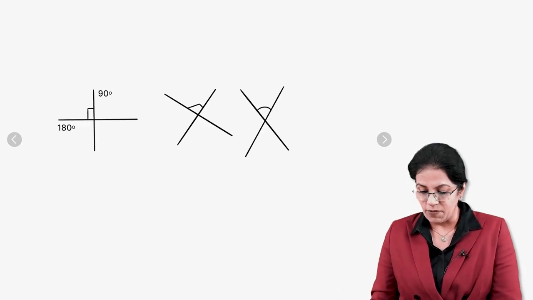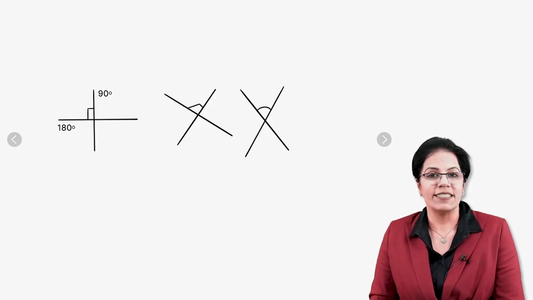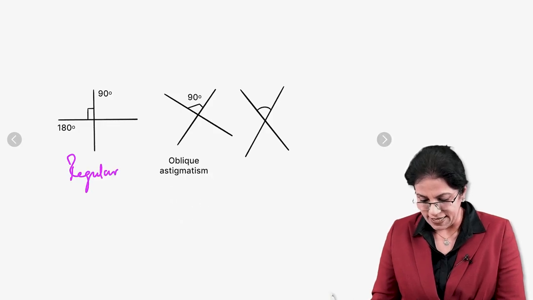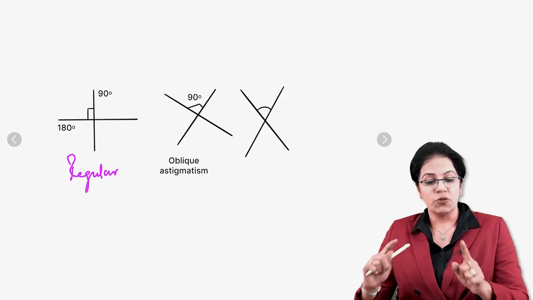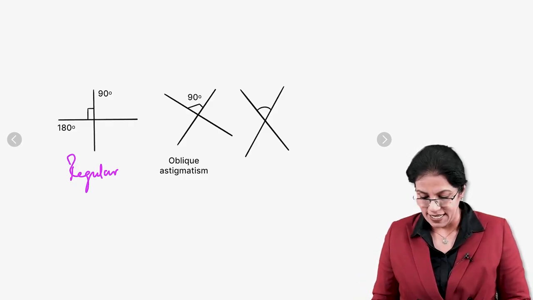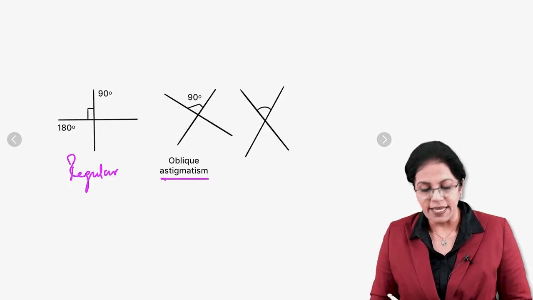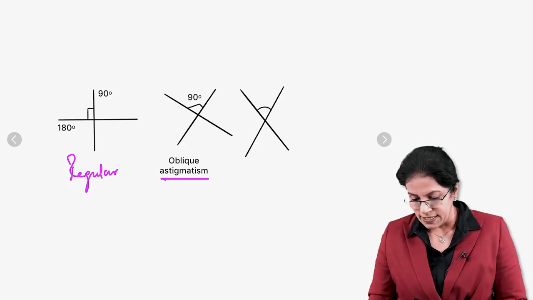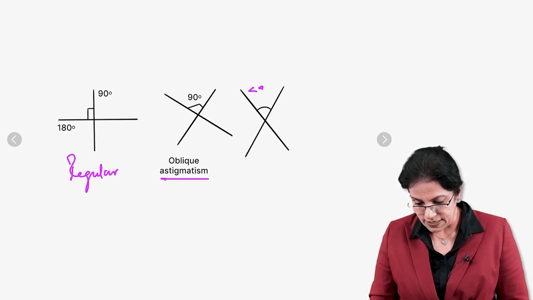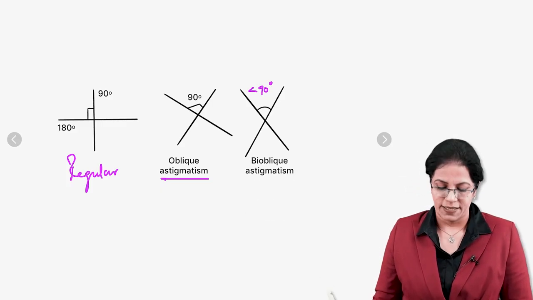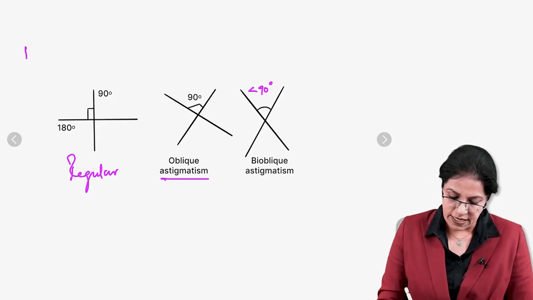Normally, the majority of the time, the axes are at 90 and 180, the two principal axes. So the angle between them is 90 degrees. This is called regular. But if the angle between the two principal axes is still 90, but they are not at 90 and 180, this is called oblique astigmatism. And if the angle between the two is less than 90, now you call it bi-oblique astigmatism. So this is the next way of classifying astigmatism.